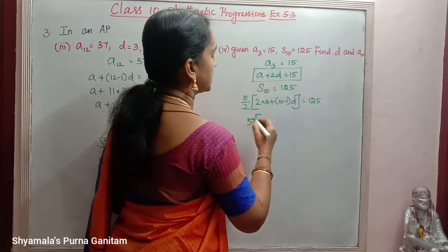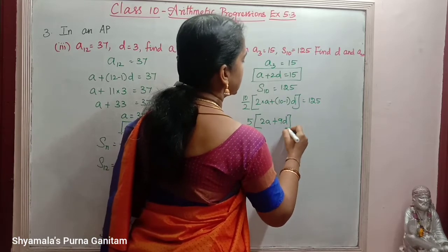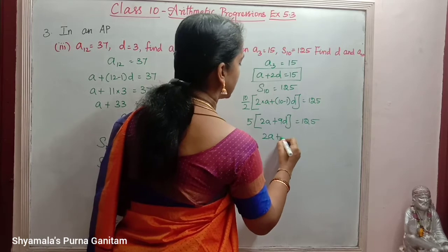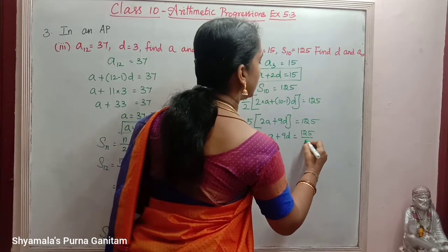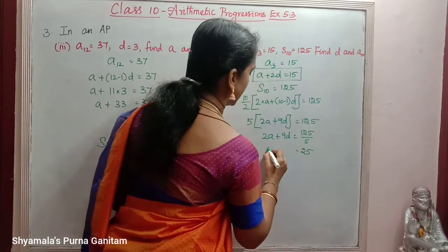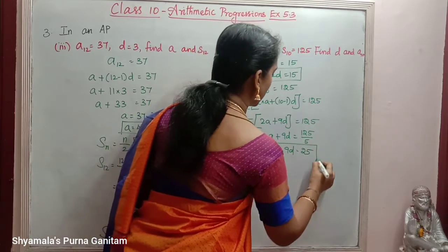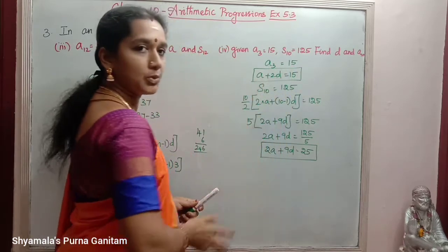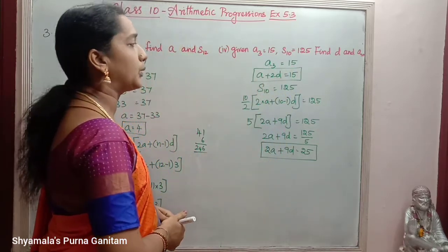So 10 by 2 is 5. 2A plus 9D is equal to 125. So 2A plus 9D is equal to 125 divided by 5. 5 2s are 10, 5 5s are 25. So 2A plus 9D is equal to 25. So first we got A plus 2D is equal to 15. Now 2A plus 9D is equal to 25.